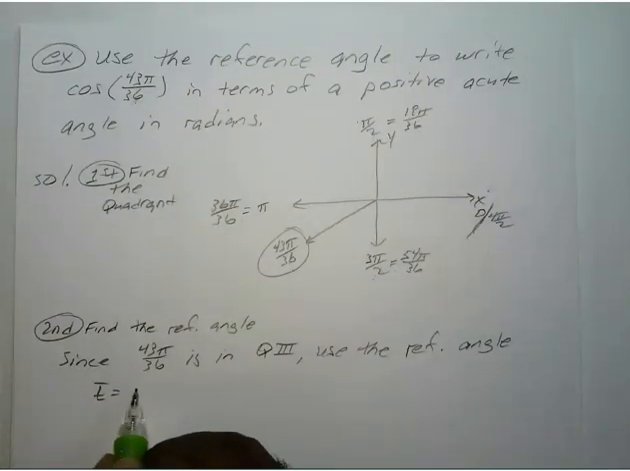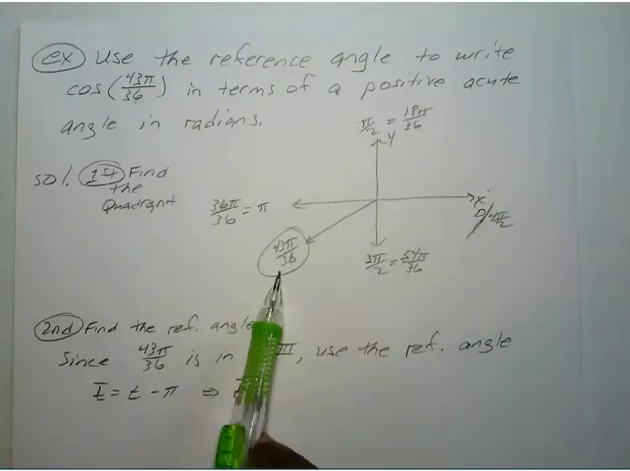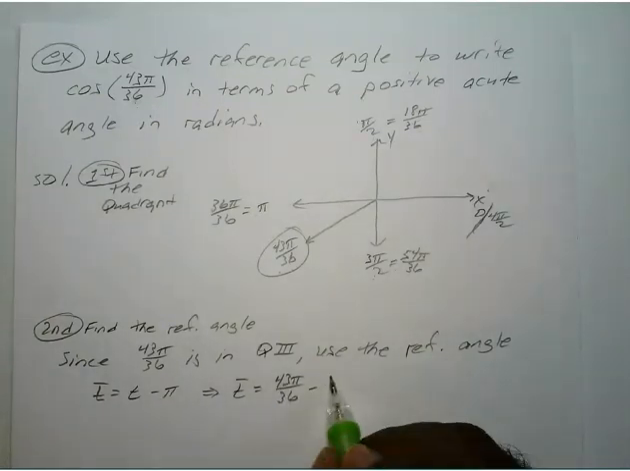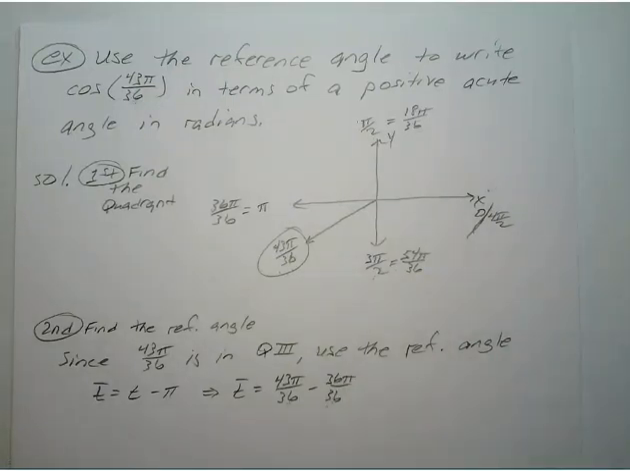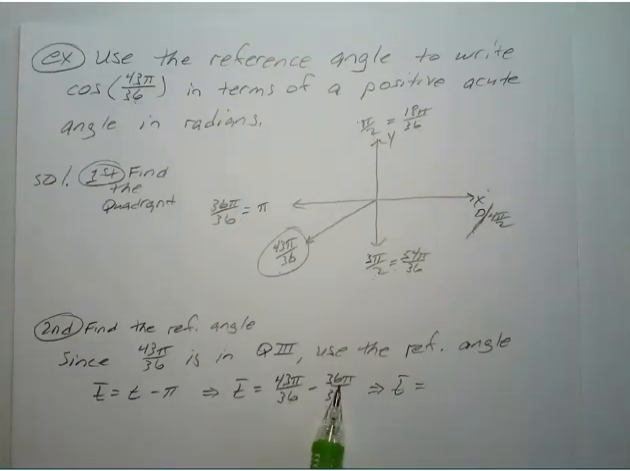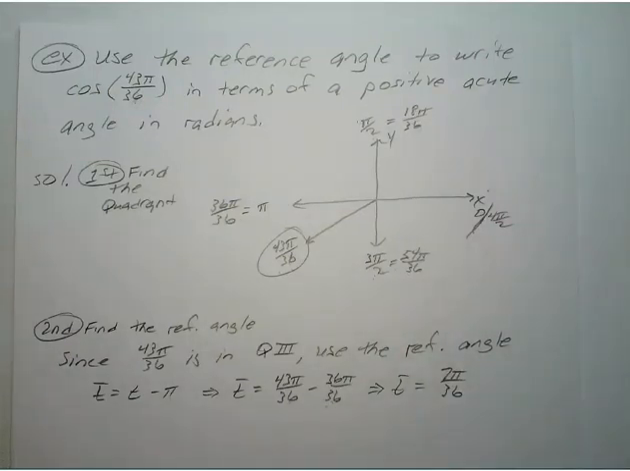T bar is equal to T minus pi. Okay, so that gives us our reference number is equal to our terminal point, which is T, which is 43 pi over 36, minus pi, which we're going to make 36 pi over 36 to match our denominators. This way we can go ahead and subtract. That means your reference number is equal to 43 minus 36, which is 7. So you have 7 pi over 36.